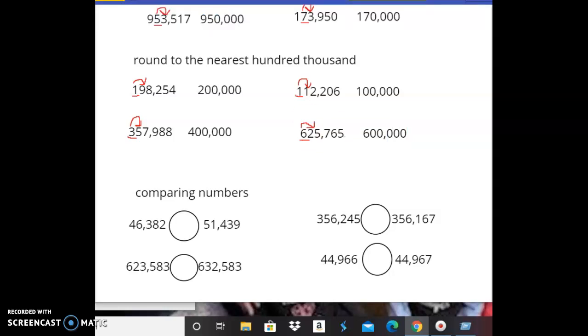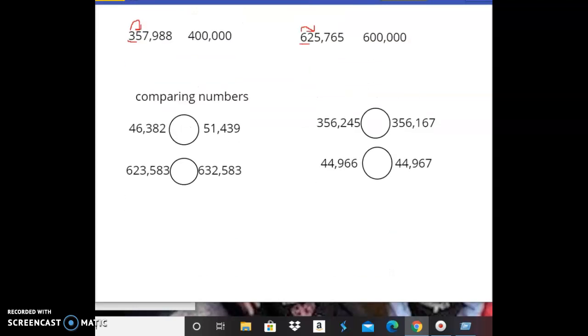Okay, for the next one here, we're going to compare numbers. Now, when we're comparing numbers, you start in the largest place. So we have a 4 or a 5. So right there, we know 4 is less than 5. So we're not going to go any further. So it's less than. Let's look at the next one.